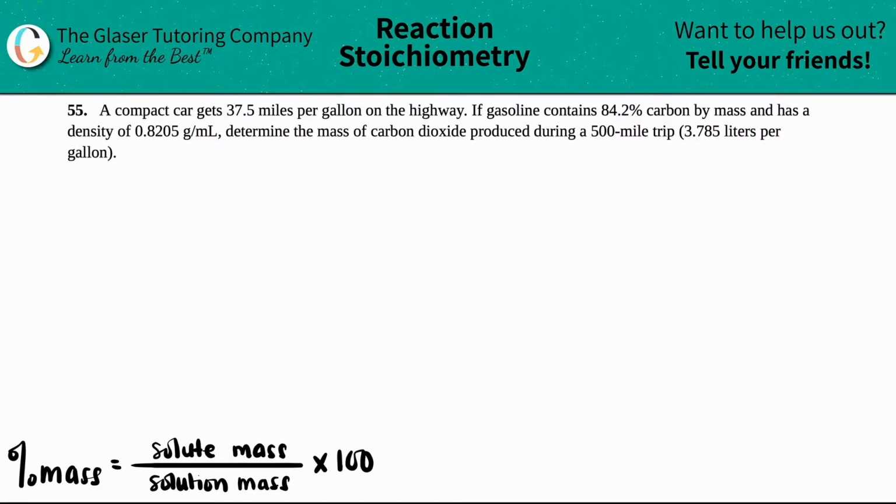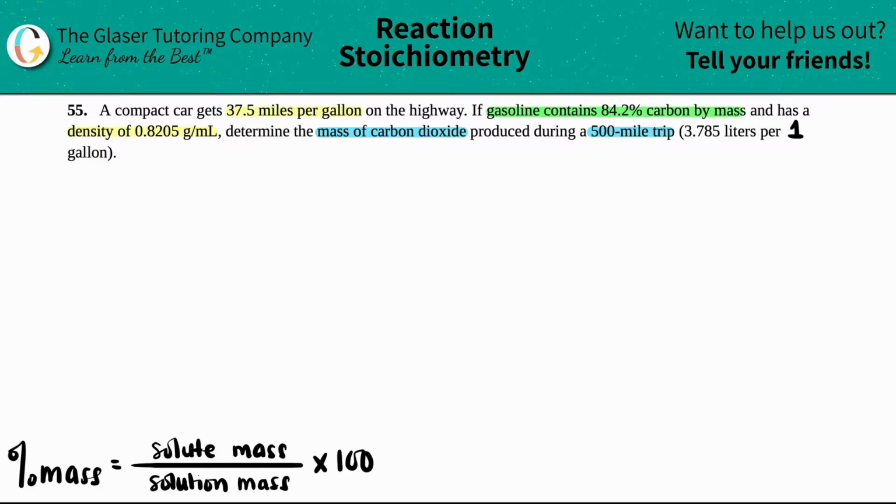55. A compact car gets 37.5 miles per gallon on the highway. That's pretty good. If gasoline contains 84.2% carbon by mass and has a density of 0.8205 grams per milliliter, determine the mass of carbon dioxide produced during a 500-mile trip. And then they tell us a nice little conversion factor that there's 3.785 liters per gallon. And when they say per gallon, they mean per 1 gallon.